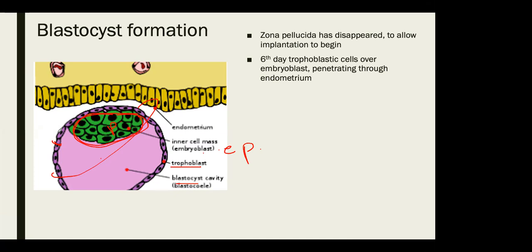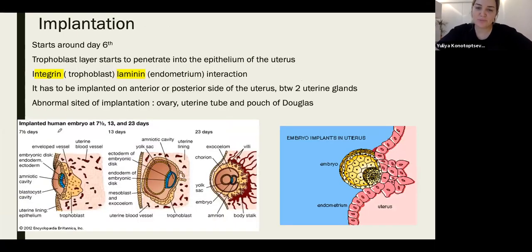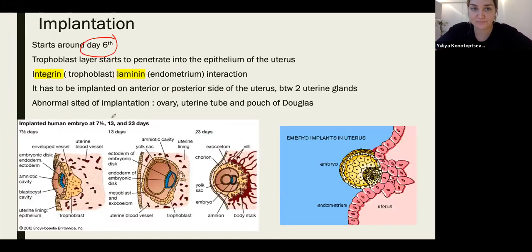The next step is implantation. So now your blastocyst is in the uterus, ready to implant. Implantation starts around day 6 after fertilization. This is what you can see here. This is your endometrium. It's thick and nice, ready for implantation. This is your blastocyst, ready to be implanted in it. So how is it happening? It happens due to very important structures, which are called integrins and laminins.